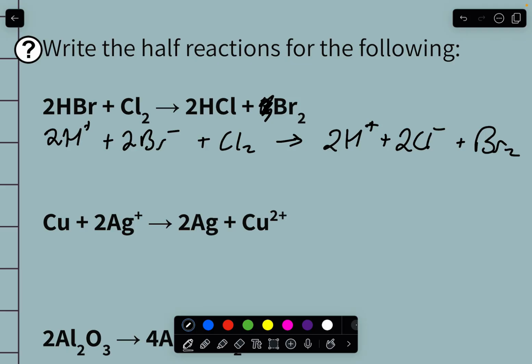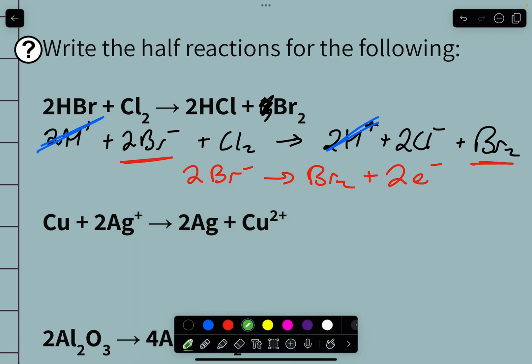Okay, so that's our equation. So what is changing? The H plus stays the same. We can cancel that out. Our 2 things that are changing are the Br. So we can do 2Br minus goes to Br2. And if that's going from -1 charge to a 0 charge, that means we're losing the 2 electrons.